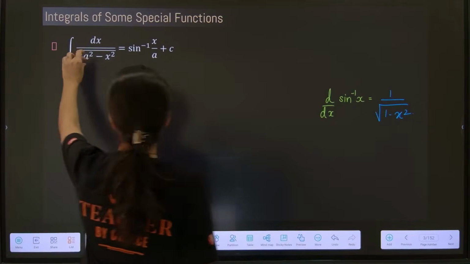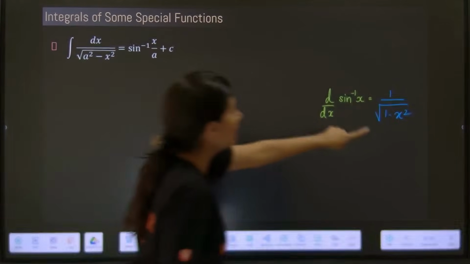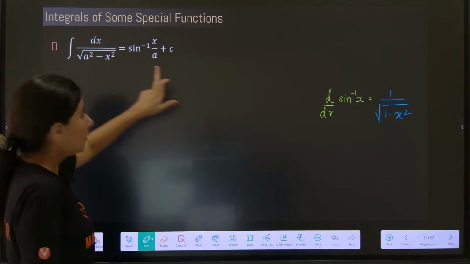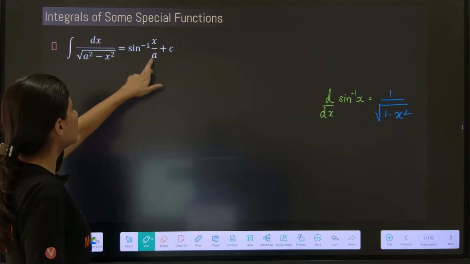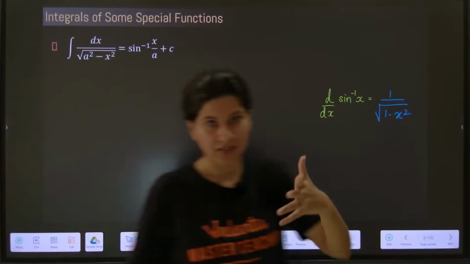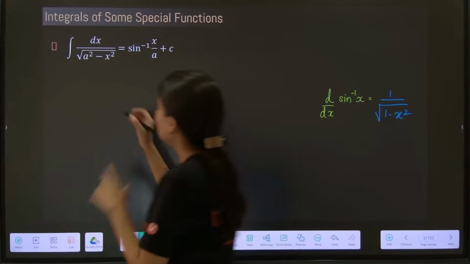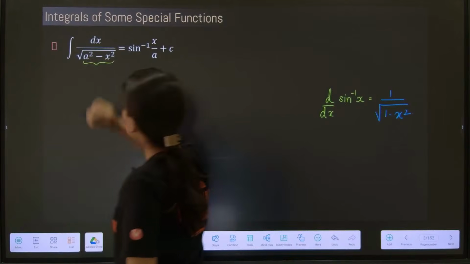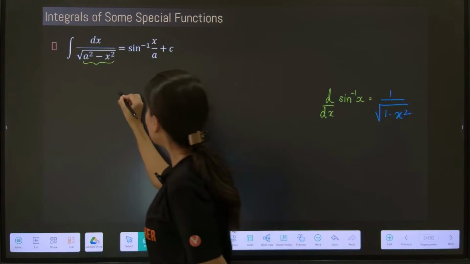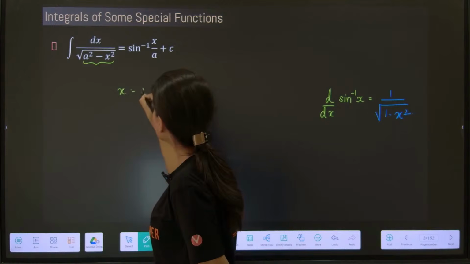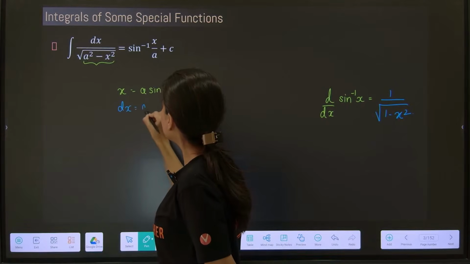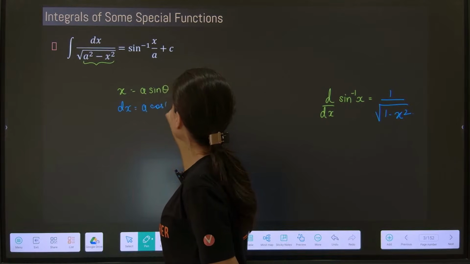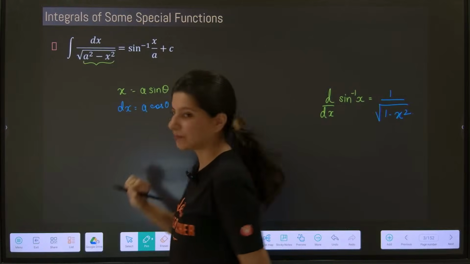Now integration, let's generalize this. So integration of this will be sin inverse. Okay. So dx upon square root a square minus x square is sin inverse x by a. Let's prove it. Okay. So this expression a square minus x square tells me to put x is equal to a sin theta. Now differentiate. dx is equal to a cos theta d theta.